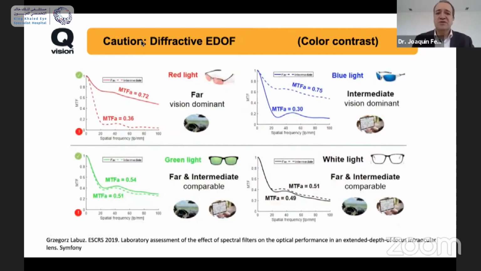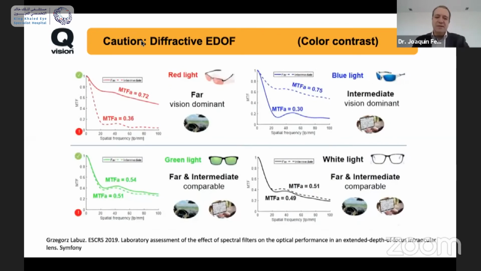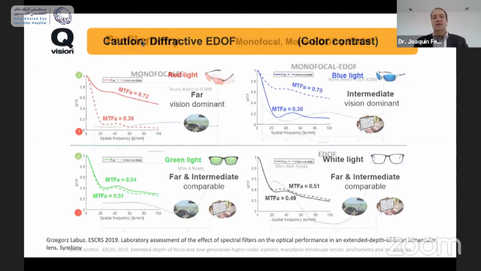And also be cautious with diffractive EDOF, because color contrast could be affected. We know from a presentation at ESCRS in 2019 that in diffractive EDOF we have a high percentage of red light and reduced blue light for distance, and the opposite for near. For people who work with color, like pictures or graphic design, this situation could be an issue. It's not measured, it's only optical bench work. We don't have clinical evidence, but take this as advice.